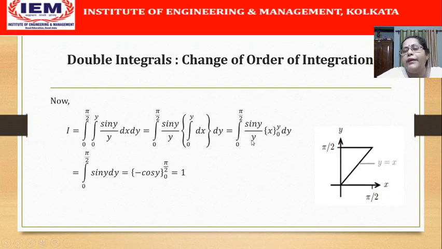So that means it gives you just a y. So the y and this y in the denominator cancel out. So you just get sine y dy. And as you integrate, minus cos y, put the limits, your answer is 1.